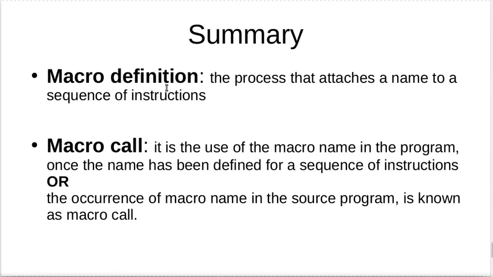This we have already seen, right? A macro call can be defined as the use of a macro name in the program once that name has been defined for a sequence of instructions. So first we need to attach a name, or define a name, for a given set of instructions, and then we can use that name wherever we want in the program, right? That use of the name is called a macro call. Or we can say the occurrence of a macro name in the source program is known as the macro call. Fine. So we are clear with what a macro definition is and what a macro call is.